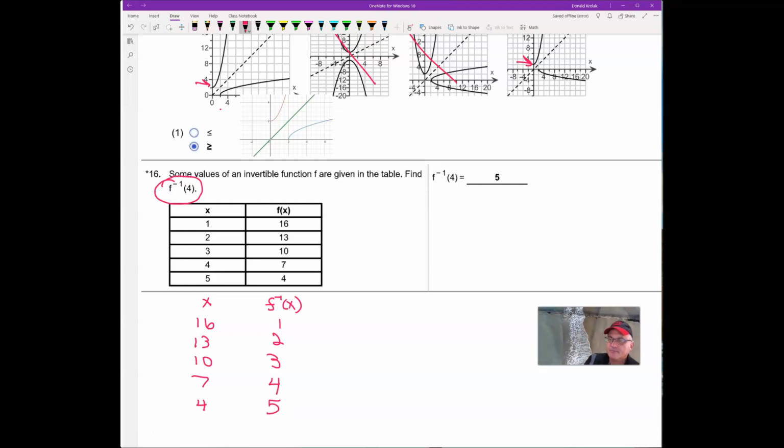And now if I'm looking for the value for 4, 4 gets sent to 5.